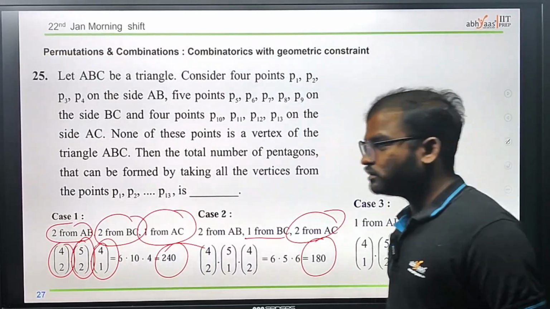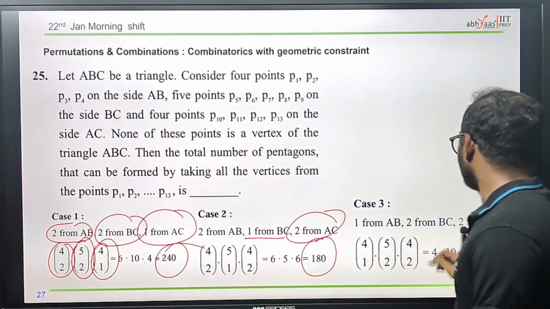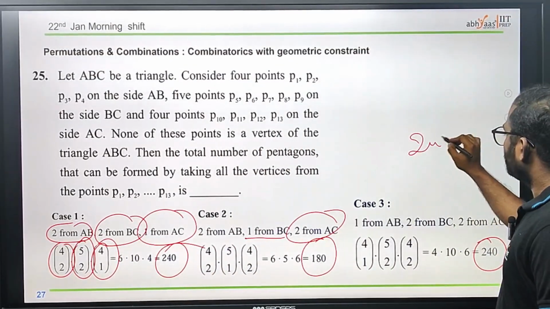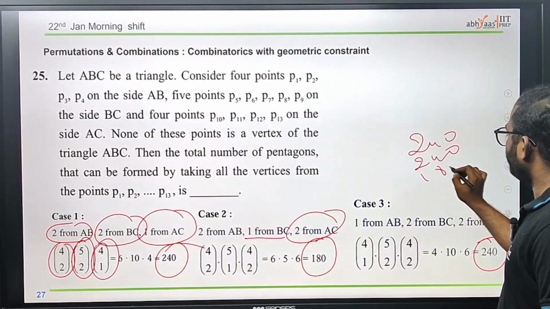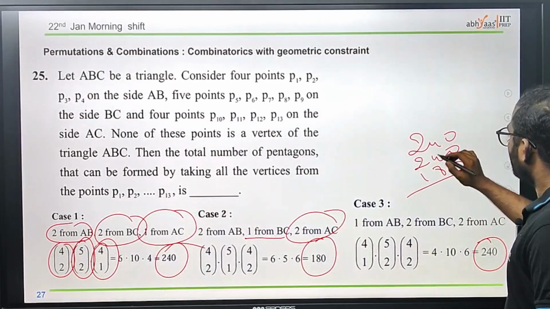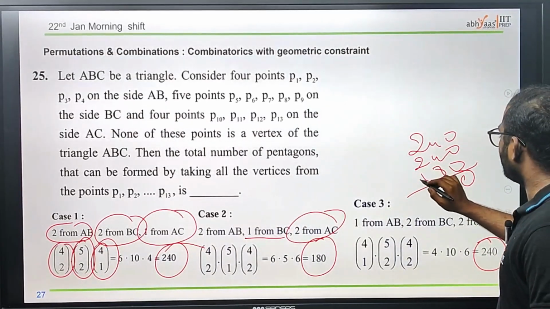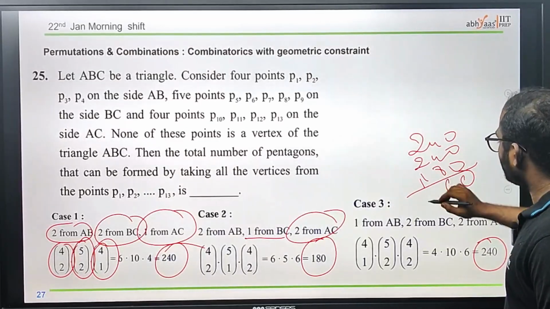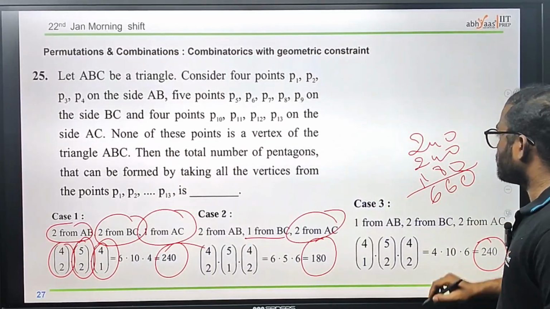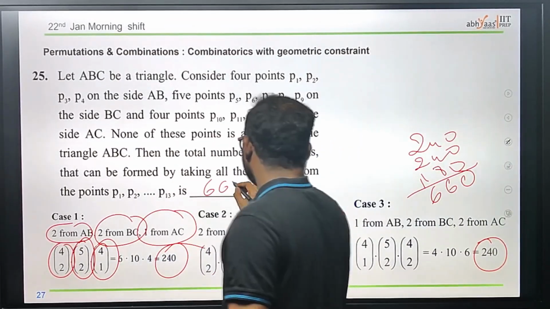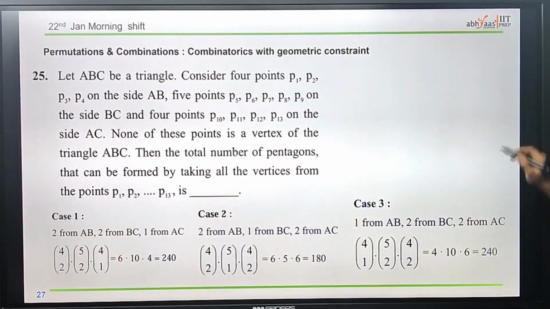Adding these 3 cases, 240 plus 240 plus 180, we get 660 as the answer. That's how we got the answer.